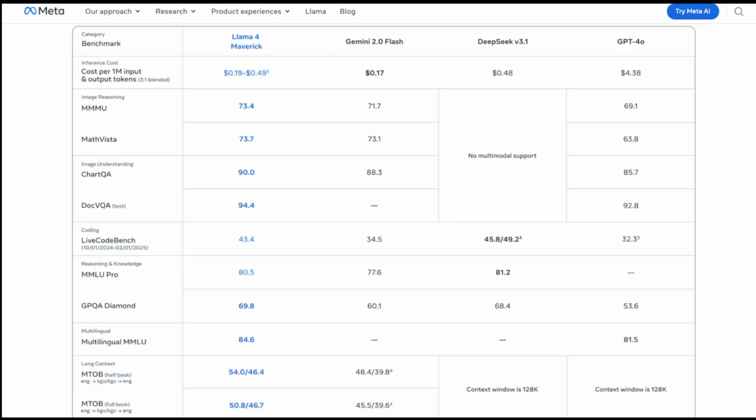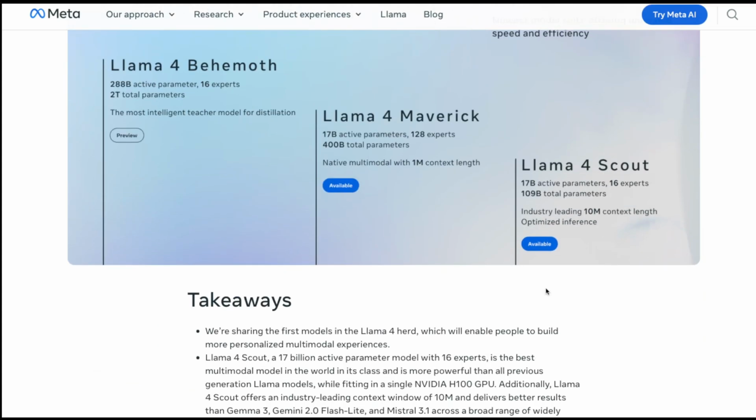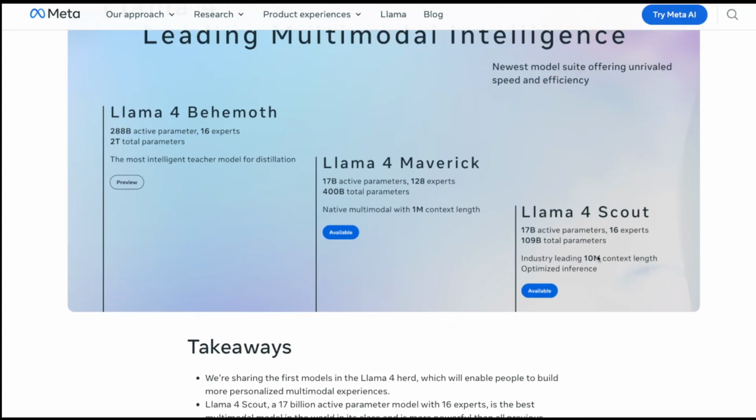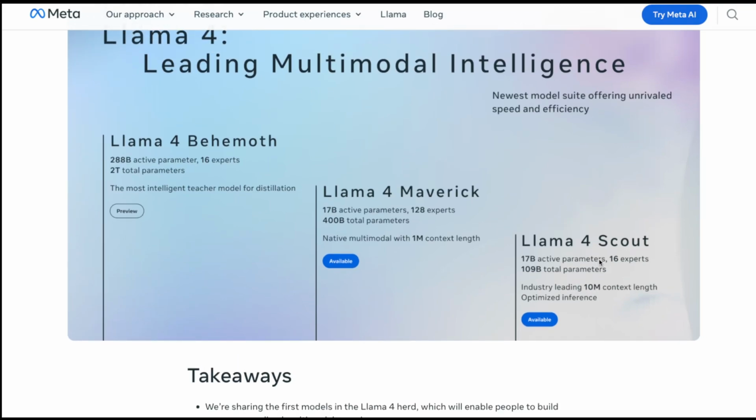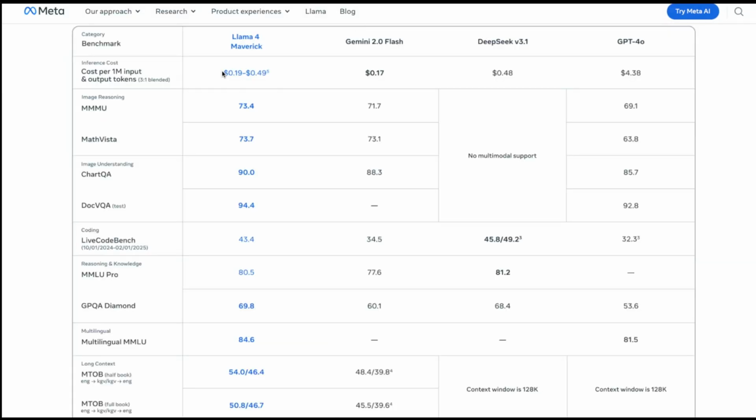What makes these models special, though, is their context depth. Maverick supports 1 million, while Scout supports an industry-leading 10 million with optimized inference. Now let's talk about pricing. This is where things get a little interesting. Officially, Meta is saying that the pricing is between 19 cents and 49 cents per million tokens. But let's take a look at the actual pricing on different providers.